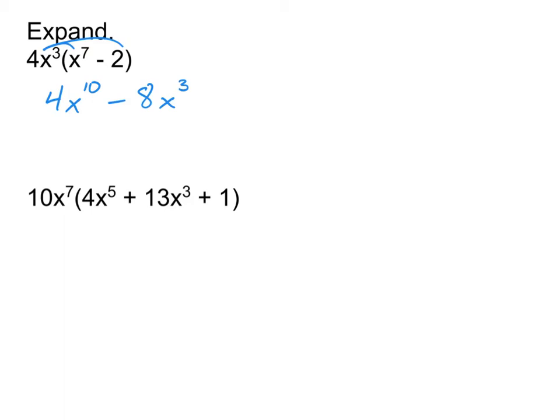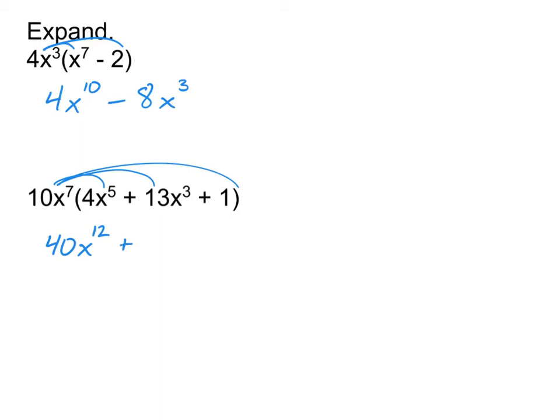All right, then on to the next one. Again, I'm going to distribute this 10x to the 7th into all three terms of my trinomial. And so notice I'm going to start by doing 10 times 4, which is 40. And then x to the 7th times x to the 5th is x to the 12th, because when I multiply my variables, I add their exponents. Now, if you can get that term, you can get all the rest as well.